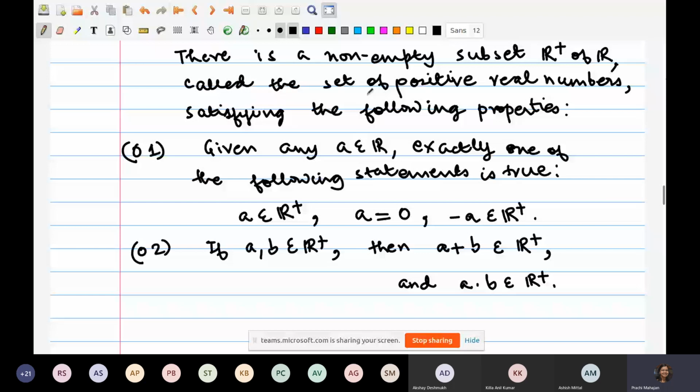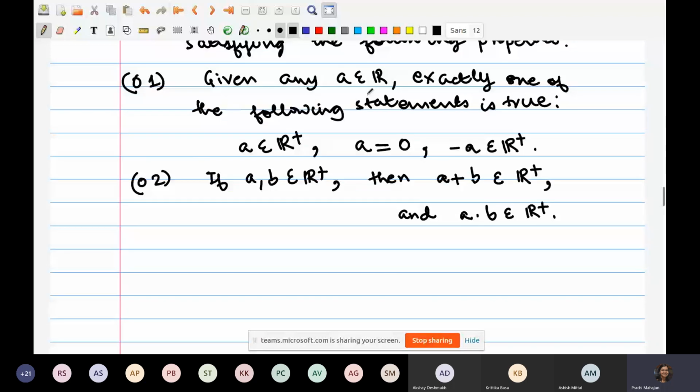So we are going to assume the existence of this non-empty subset. Is this okay with everybody present here? Yes, ma'am. Okay, so we'll move on. Given the existence of this non-empty subset of R satisfying O1 and O2, I am going to define an order relation on the set of real numbers.